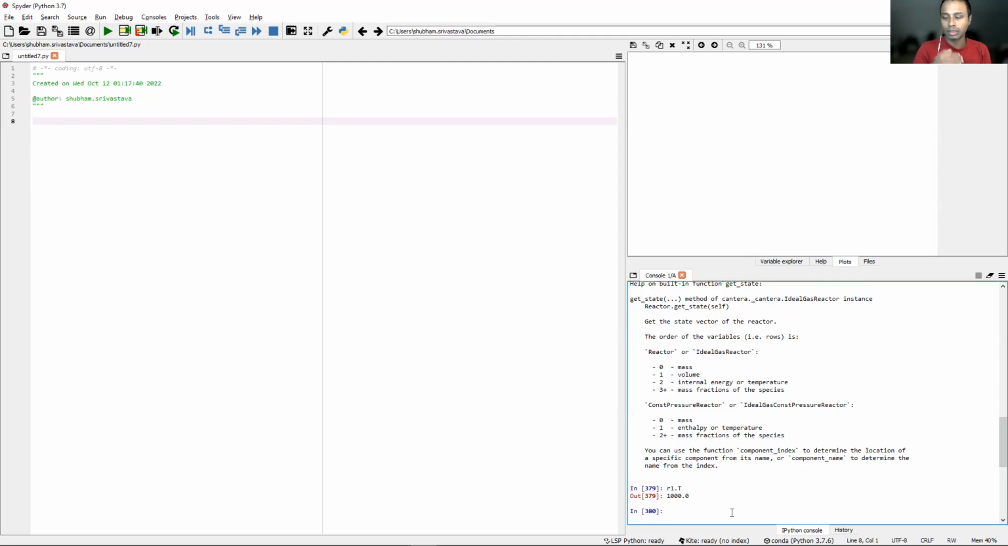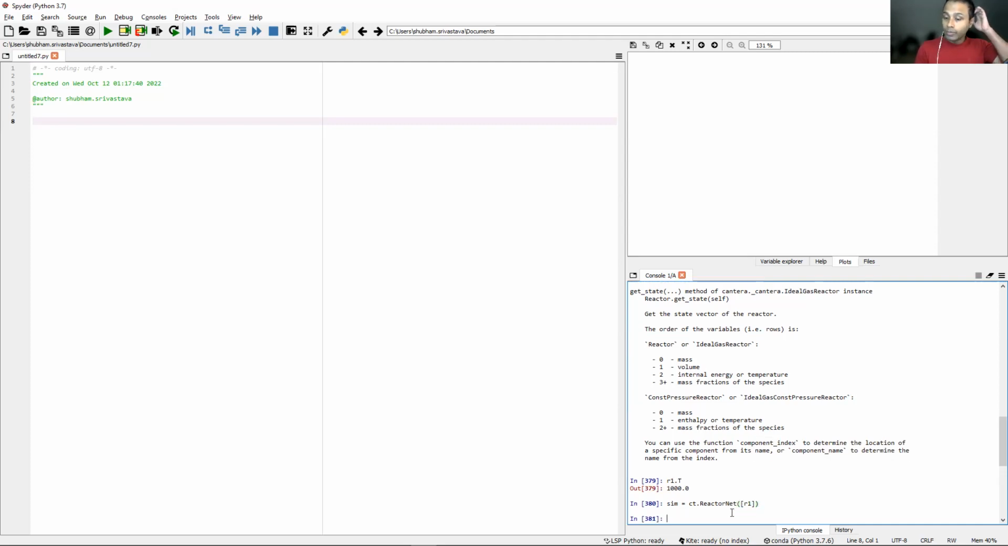If we want to solve this system, or rather look at the progress of reactions in the system, we will have to step it in time. And if you remember from the previous lecture, we will have to use a special class, which is the reactor net class. So we say sim equals ct dot ReactorNet, and then the name of the reactor, in this case R1.